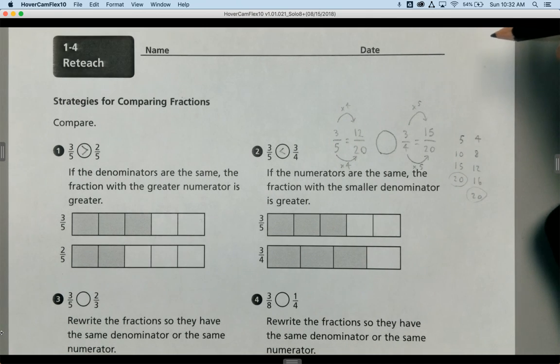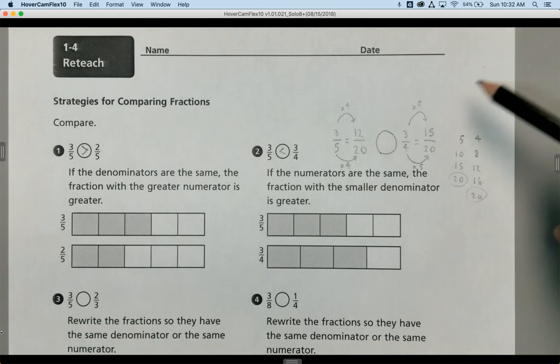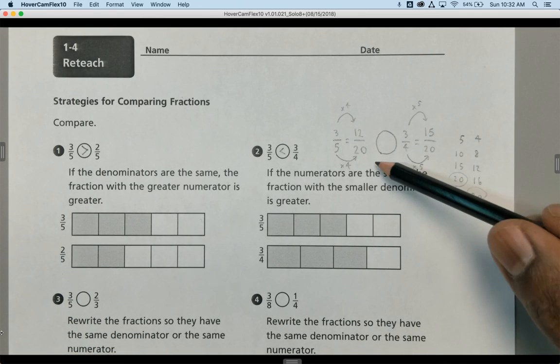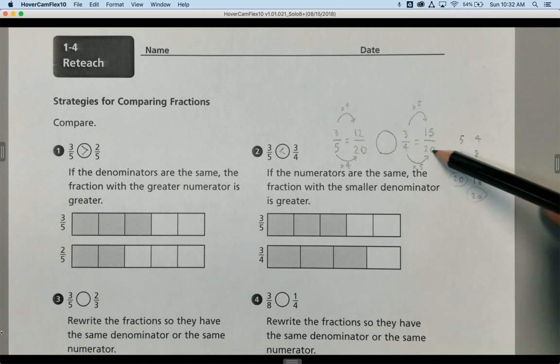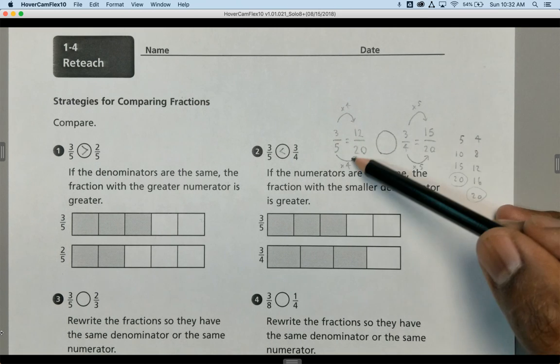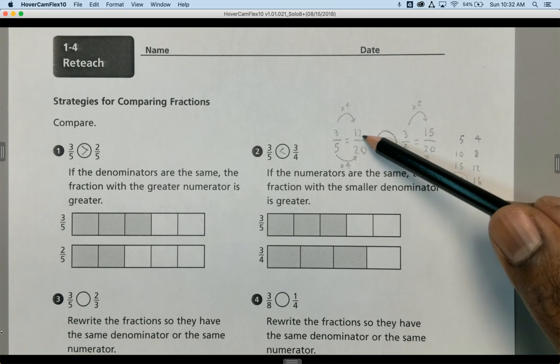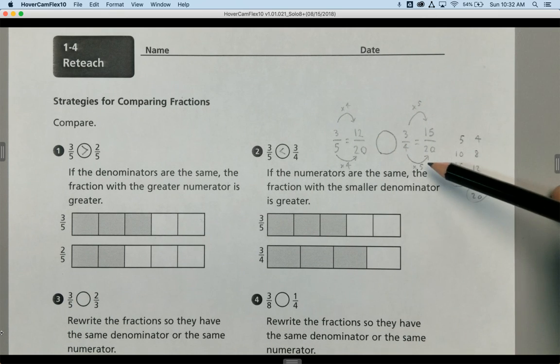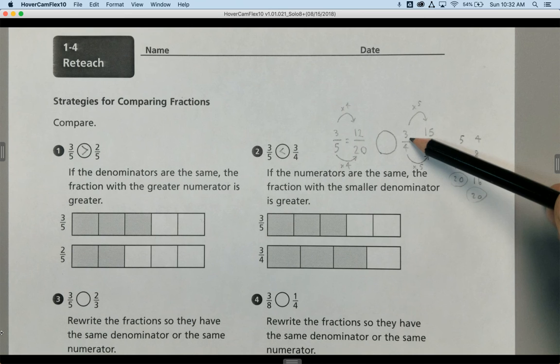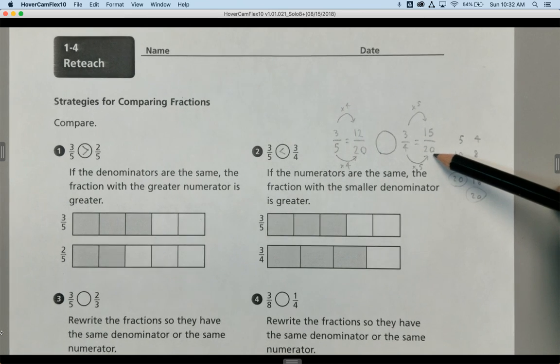Now, we have proven, using a common denominator, that the fraction on the left, which was originally 3/5 and now rewritten as 12 over 20, is slightly less than the fraction on the right, originally 3/4, rewritten as 15 over 20, because 12 is less than 15.